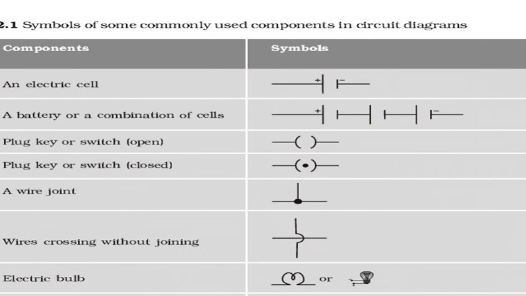Second is battery. A battery is a combination of cells. So here positive, negative, positive, negative, positive, negative. Three cell combinations are there. Next is plug key, which is open. You can also call this off state, which has no dot in between. Fourth is plug key, switch on or closed state, which has a dot in between.